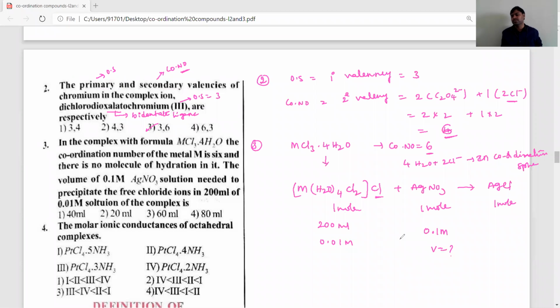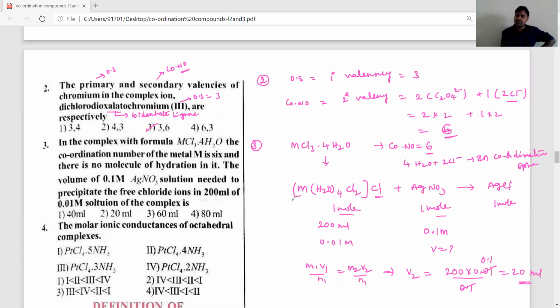Now what is the volume? So the formula is M1V1 by n1 equals M2V2 by n2. n1 and n2 both are 1 mole only. That's why V2 is equals to M1V1, meaning 200 into 0.01, by M2, 0.1. On simplification we will get 20 ml.